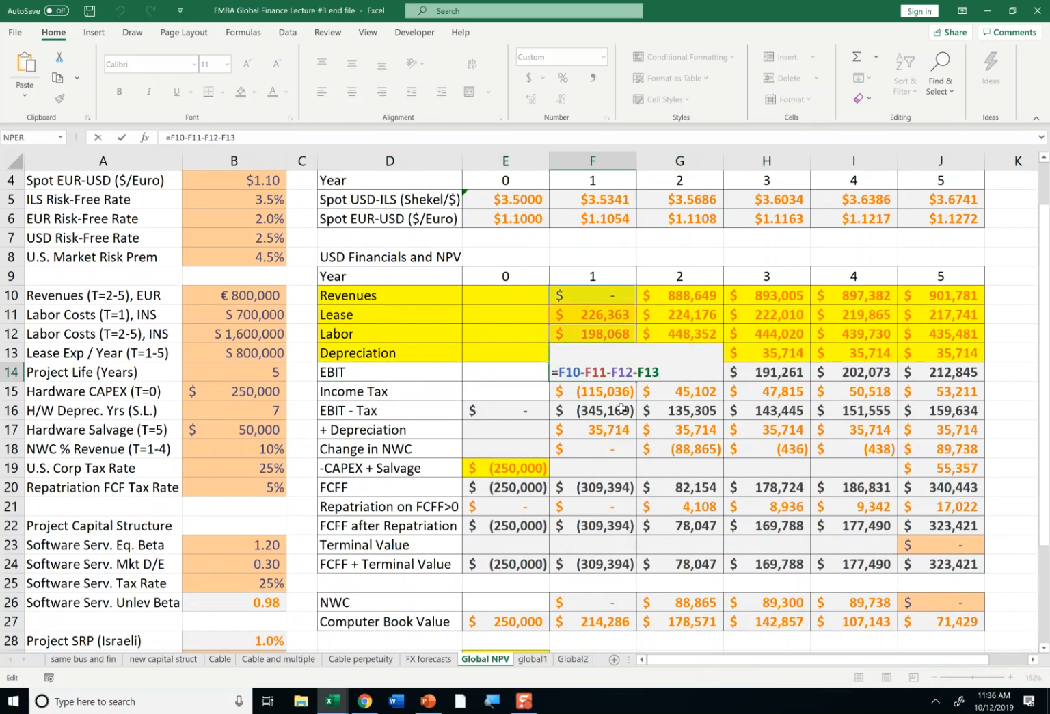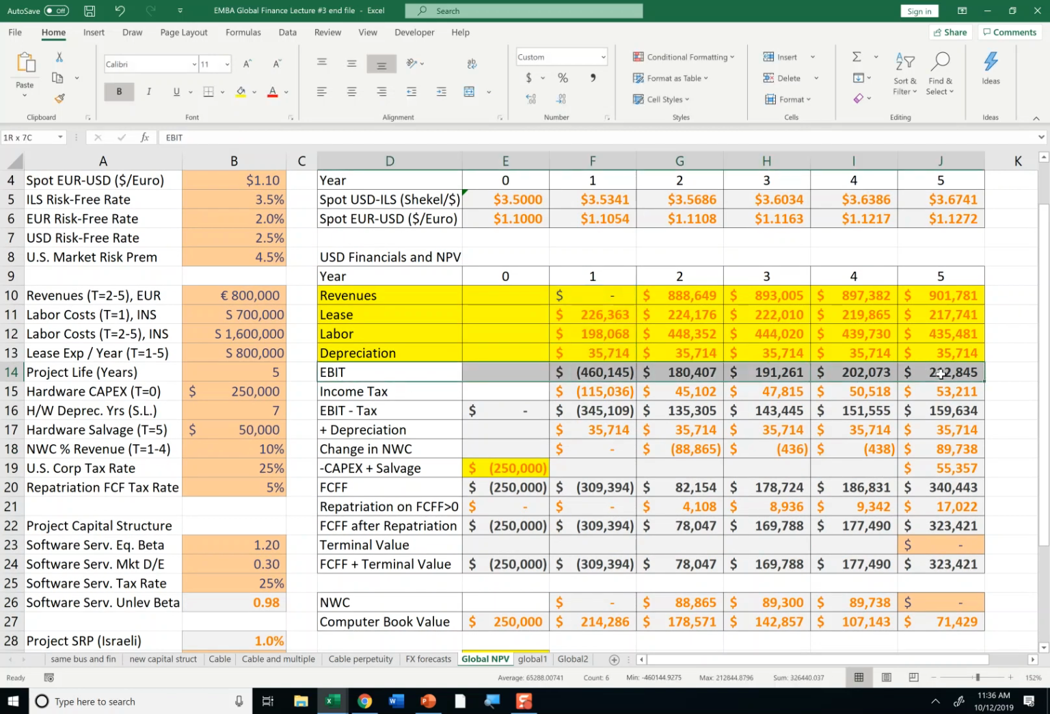EBIT. Are you okay if I take revenues minus expenses? You okay with that? All right, so that's EBIT, earnings before interest and tax. Done. Tax. Okay, there's a 25% tax rate. You okay with that? See, I'm comforting. Isn't this comforting? It's like an old friend.